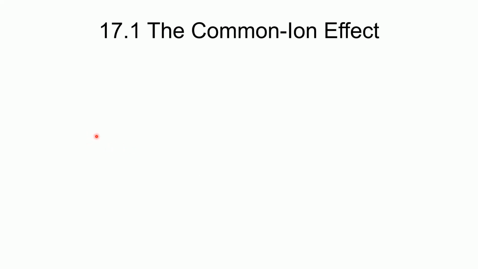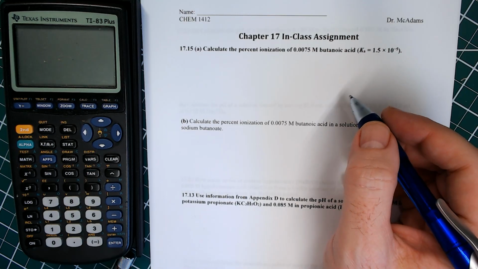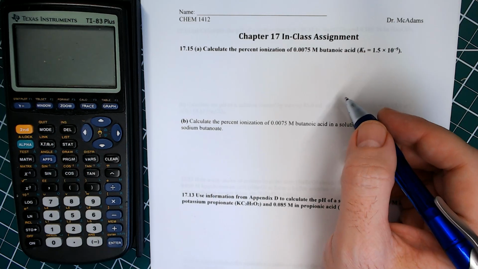So the first thing that we want to mention is something that we refer to as the common ion effect. And the common ion effect is essentially this, and I'll read it out here. Whenever a weak electrolyte and a strong electrolyte containing a common ion are together in solution, the weak electrolyte ionizes less than if it were alone in solution. So to illustrate what that means, we're going to do number 15 on the in-class assignment. So we're just going to switch over here to the in-class assignment and do number 15.